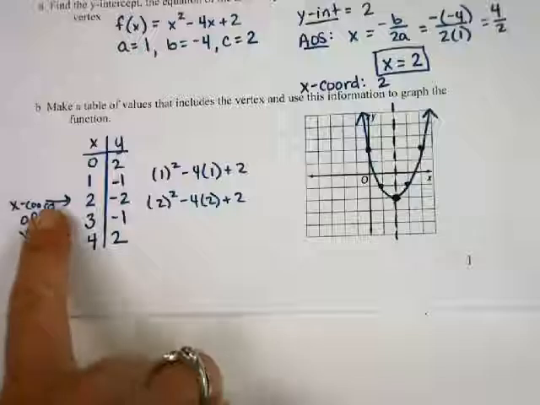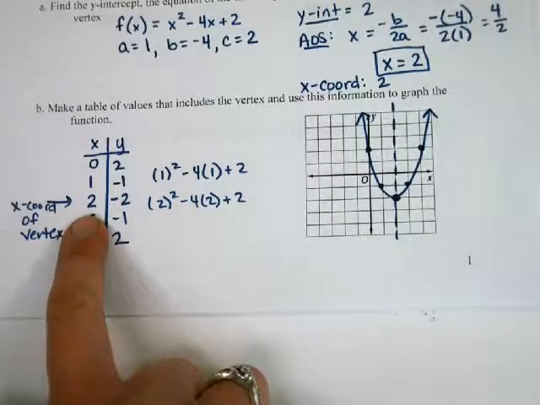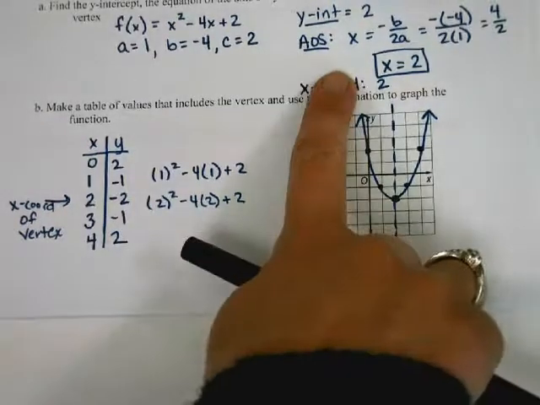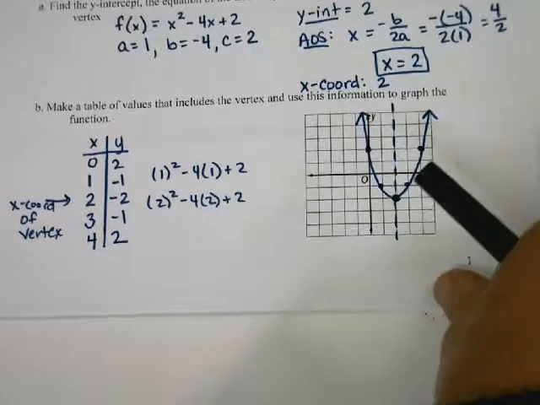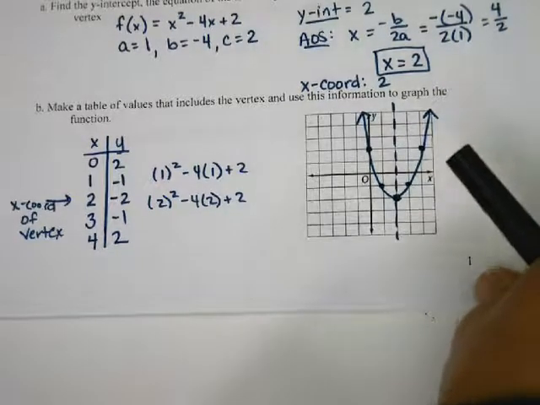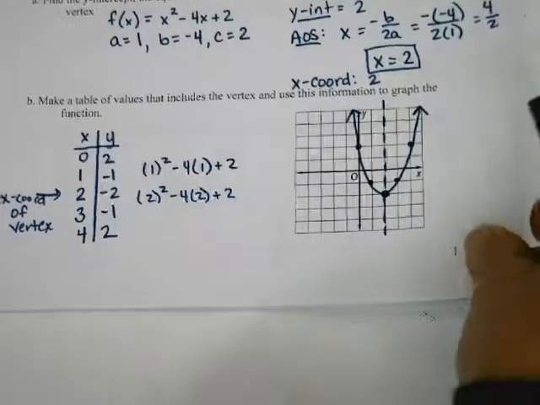So when you're making a table of values, we always put our vertex in the middle, and we get that middle term by using the x-coordinate of the vertex, the axis of symmetry. Okay? All right, turn the page. Let's do another one.